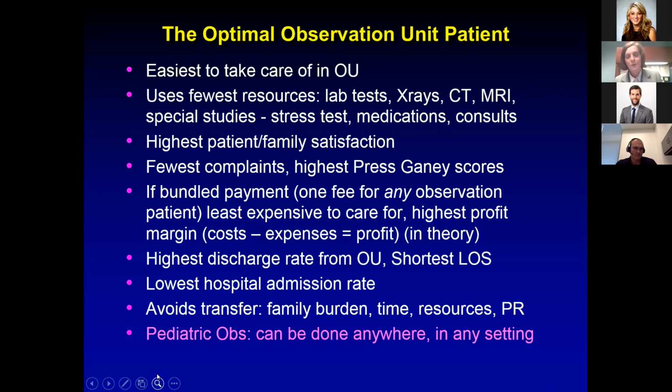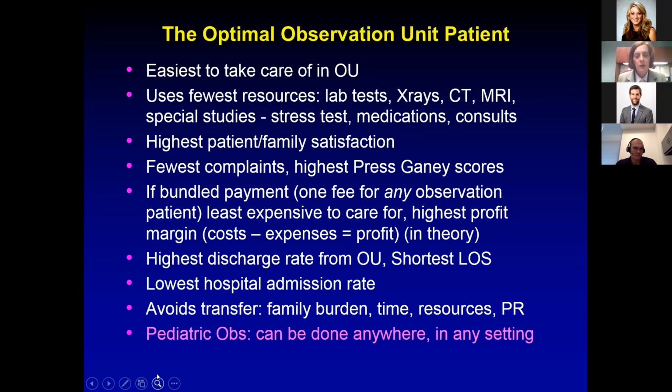I'm going to say that in theory, since there are few costs and few expenses taking care of these kids, you may have a higher profit. We have the shortest length of stay, the highest discharge rates from the OU, and we avoid a transfer. And if you're in a community hospital, you know it's a burden for the family to go to the children's hospital or academic center miles away, as well as the time and resources for you and your community hospital to send them there, and the PR of why you can't take care of me here. And in the academic centers, it makes more beds available on the pediatric floor so that you're not wasting time waiting hours in the ED to get a bed for your pediatric patients.